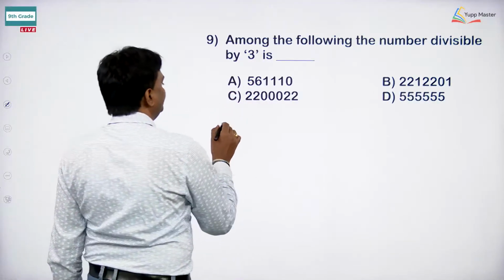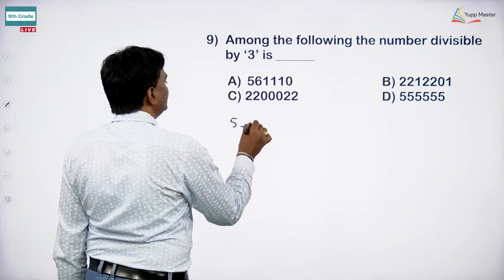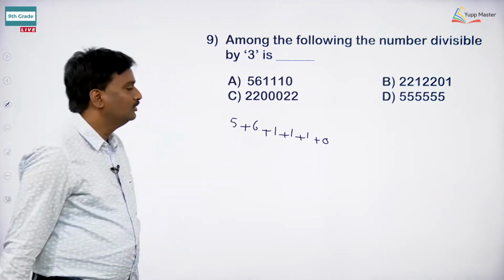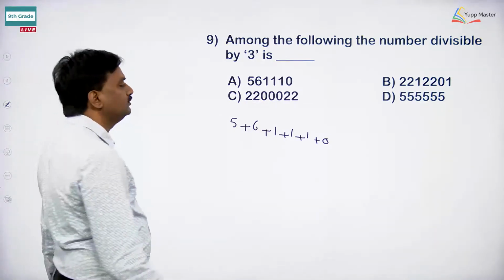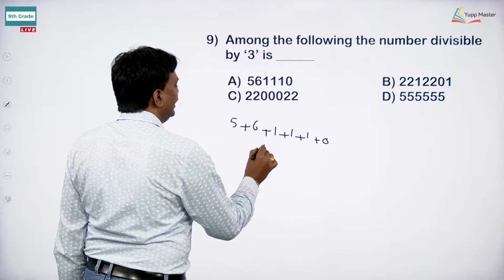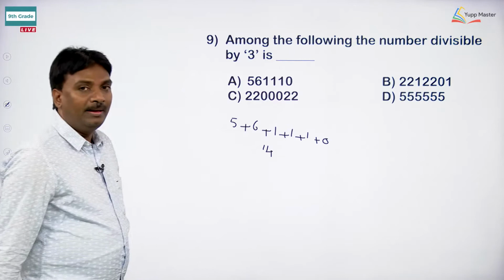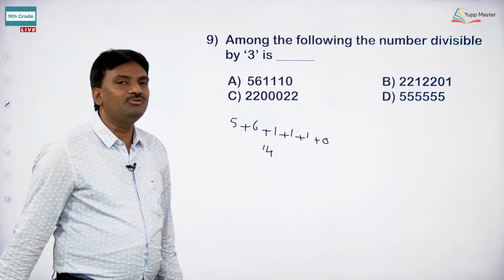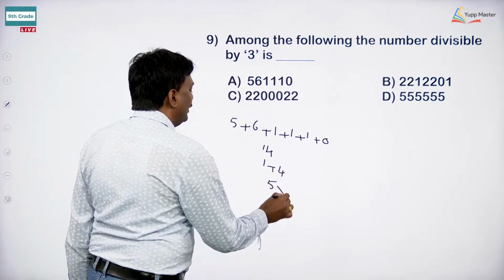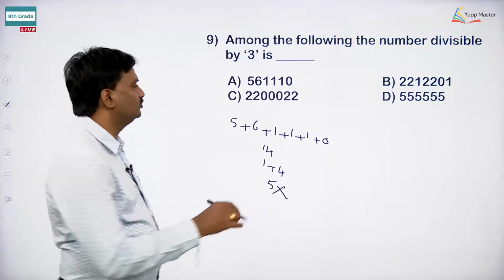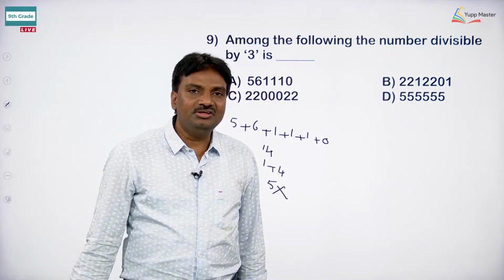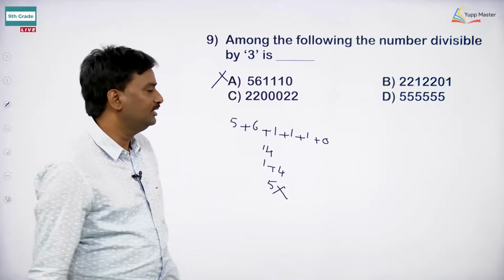If you take option A, 5 plus 6 plus 1 plus 1 plus 1 plus 0. Total 6 digits are there. By adding all those digits, 5 plus 6 is 11, 11 plus 1 is 12, 12 plus 1 is 13, 13 plus 1 is 14. It is clear that 14 is not divisible by 3, or by adding these two digits, 1 plus 4 is 5, but 5 is not divisible by 3, so we can eliminate option A. Option A is not the correct option for the given problem.